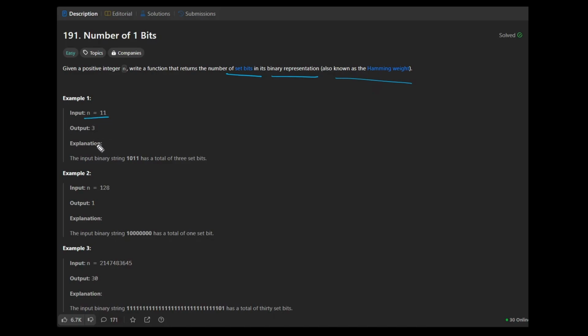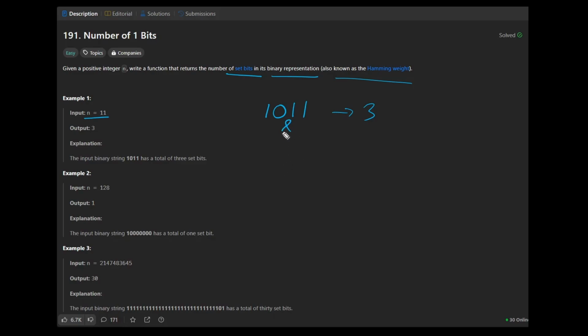Let's say we have n equals 11. What would be the binary representation of it? 1, 0, 1 and 1. The number of 1s we can see over here is 3. How do we calculate it? There is a very simple method which we can use.